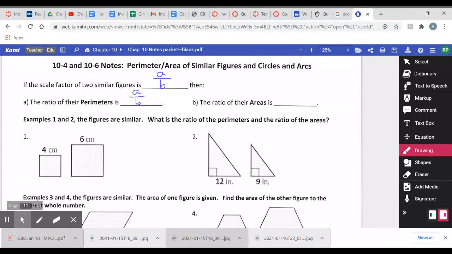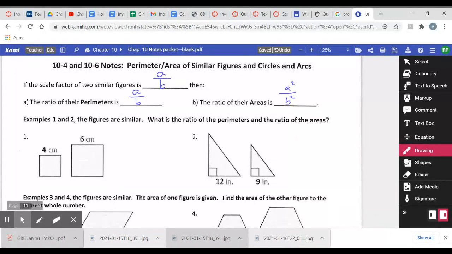But the ratio of the areas, like we've just been doing the last few sections, anytime we're finding area, our units are squared. So same thing, the ratio of the areas would be a squared over b squared. Okay, so again, it's still related to the scale factor, related to the ratio of the perimeters, that a and b, but those dimensions end up being squared when we're referring to area. So a couple examples of that.